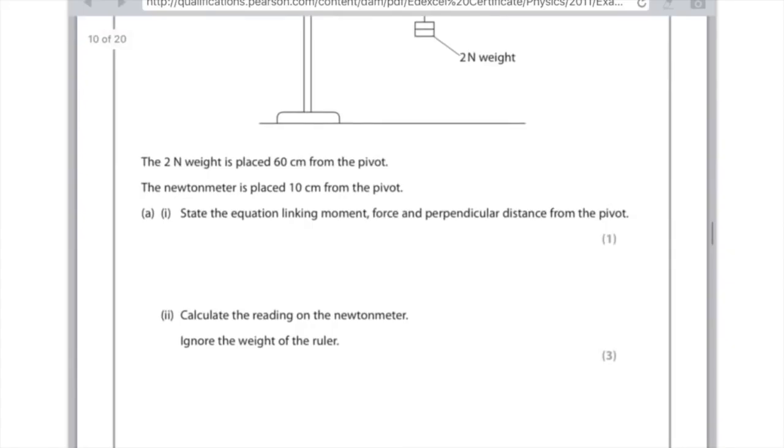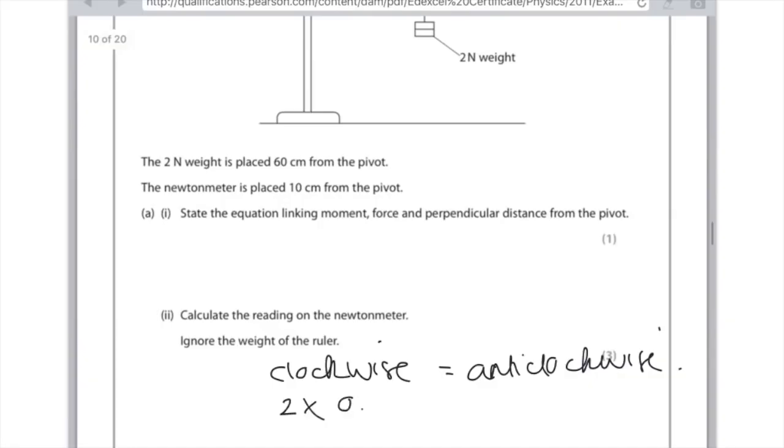So let's just do clockwise equals anti-clockwise. Please don't run out of space, Hazel. So clockwise was 2 newtons times the distance, which I said was 0.6. We've just seen that the Newton meter is 10 centimetres away from the stand, so that's 0.1, and we're looking for the weight of the ruler, which is the same as the force, so I'm going to write x here, and now we just need to solve. 1.2 equals 0.1x, therefore x equals 12 newtons.